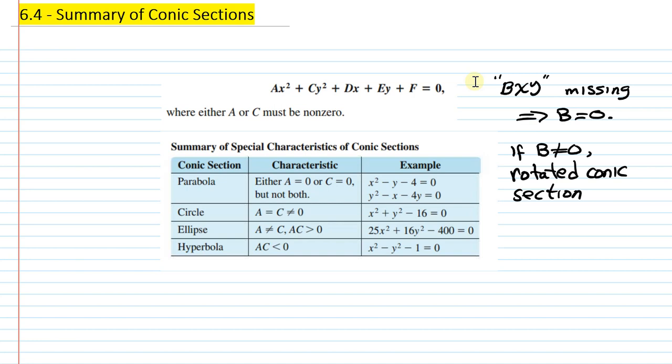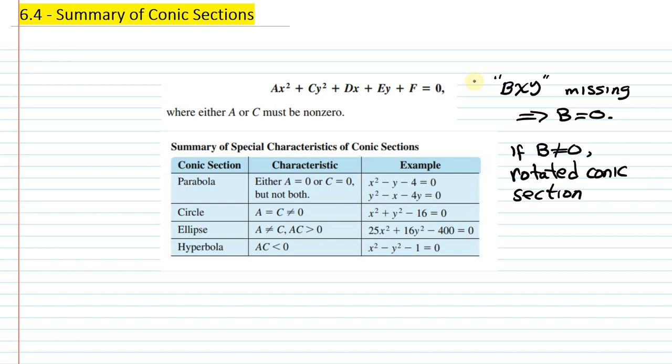Okay, hello everyone. In section 6.4, the last section of chapter 6 for us, we're going to summarize everything that we learned about the conic sections. So it's a summary of conic sections. We're going to end this with the identification theorem of conic sections.